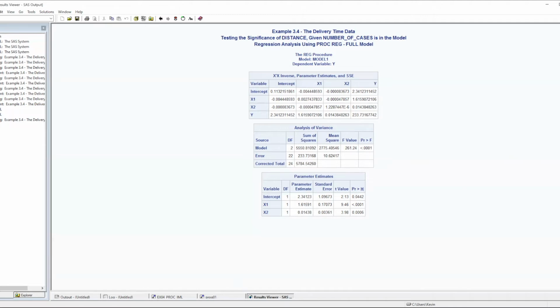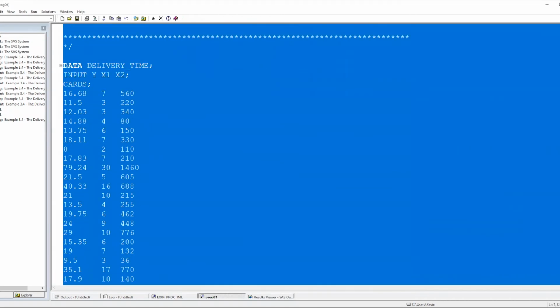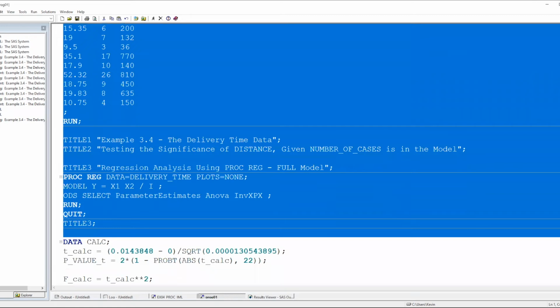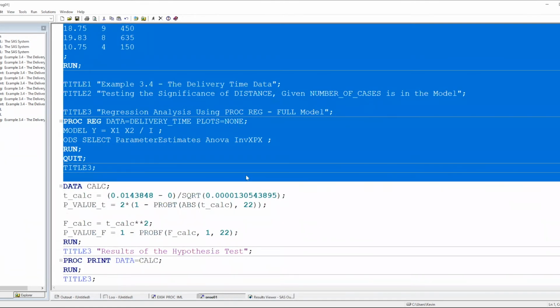All right, now let's take a look at the rest of the program. You'll notice that what I'm doing here is taking the output from the various pieces. I'm taking the point estimate, the MSE, and this quantity, and I am creating a new SAS data set by hand to do these calculations.